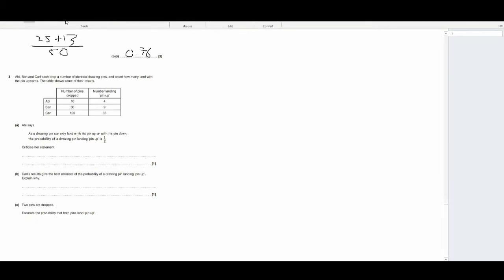Okay, last probability question that I'll be going through. This one is a bit more of a discussion question, which is why it's really important to understand the basics of probability. So Abby, Ben, and Carl each drop a number of identical drawing pins and count how many land with the pin upwards. The table shows some of their results. Abby says, as a drawing pin can only land with its pin up or its pin down, the probability of a drawing pin landing pin up is a half.